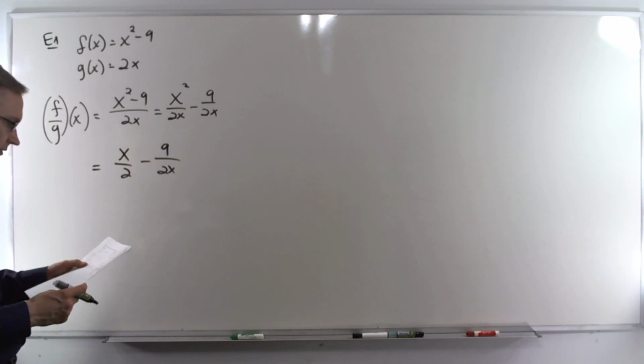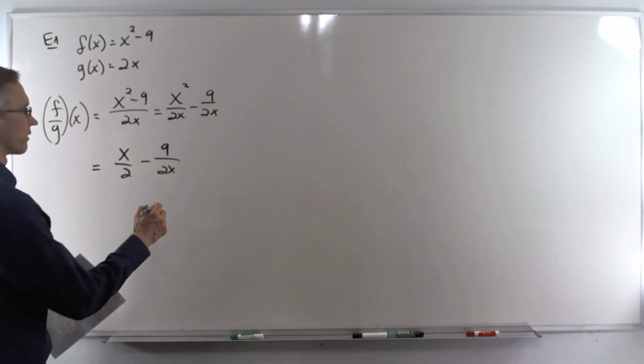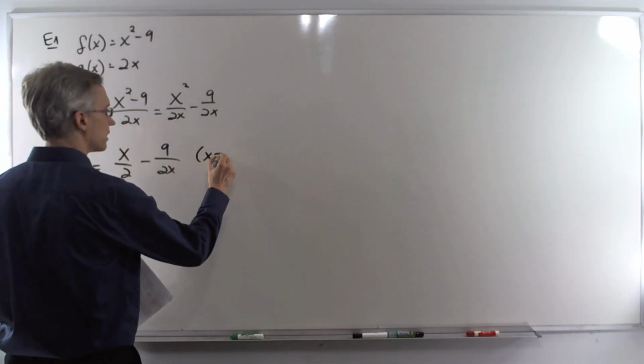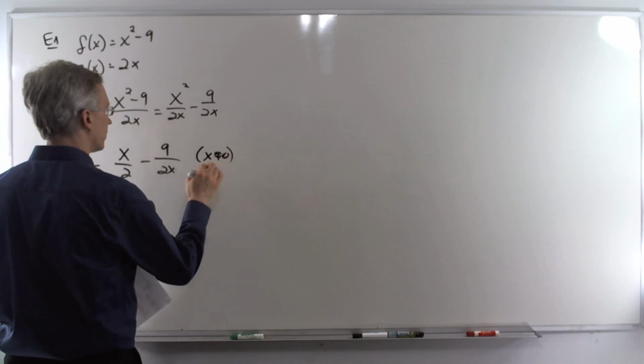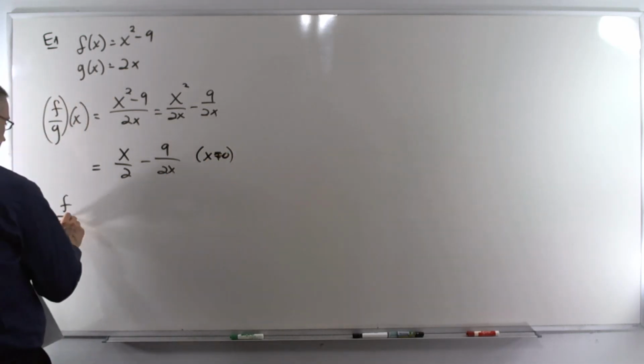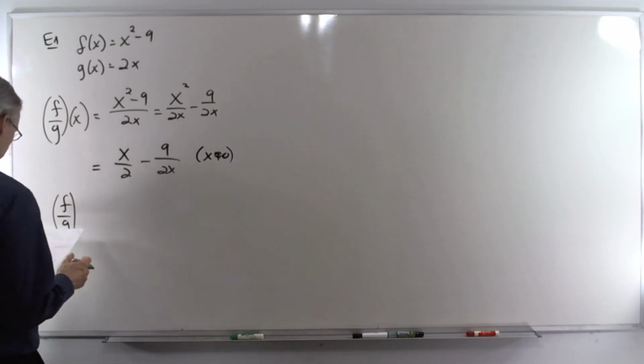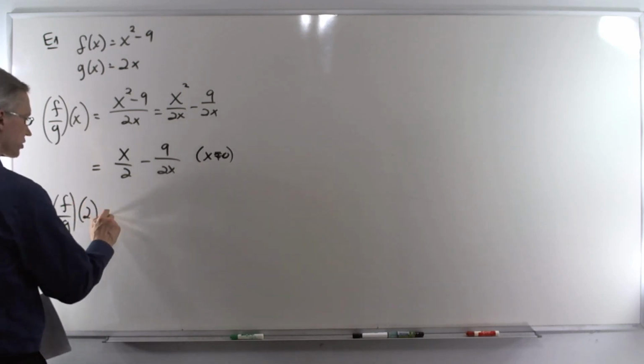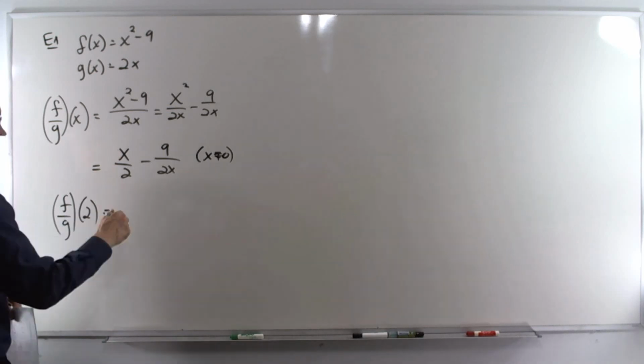All right, so now we want to find the value of this. Oh, and of course we have to have our little disclaimer here. X cannot be 0, so we'd have division by 0. All right, so now we're going to do this, f over g, and find it for the value x equals 2. So plug in 2 for every value of x.